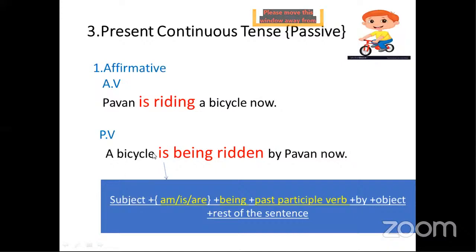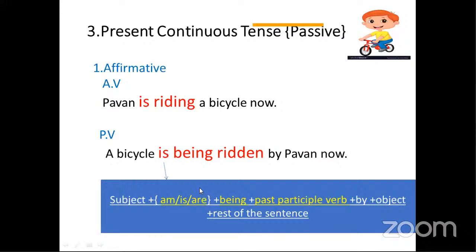A bicycle, right? Now what we should do next is select the present be form of the verb. As it is present continuous tense, we are going to deal with these present be verbs: am, is, are, right? Our subject is a singular noun, so we are going to select the be verb is.